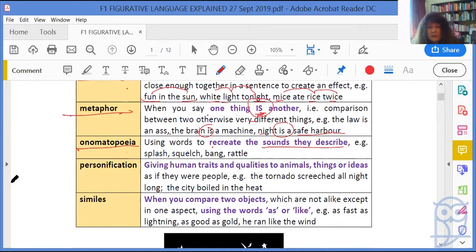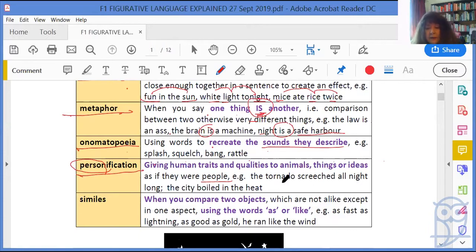And the last two, because we're looking at the 6 most common ones. The next one is personification. Basically, it's giving human traits and qualities to animals, things, or ideas as if they were people. That's why it's got the word person at the beginning.